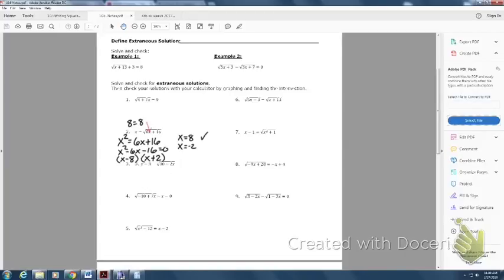Okay, who was doing the other one? Whenever negative 2 was plugged in on the right side, what did that give you? Negative 5.3. Let's look at that again.